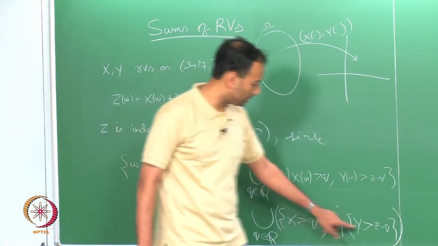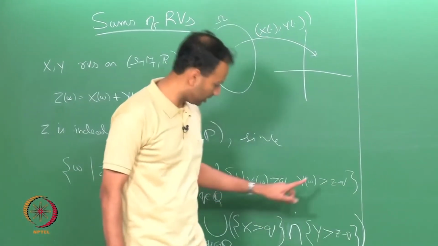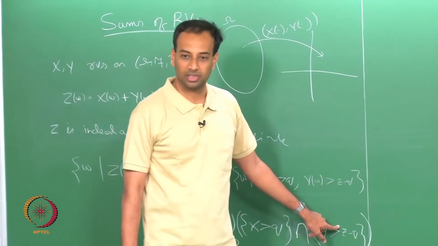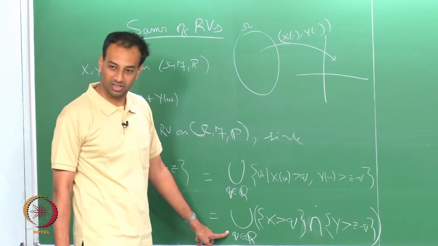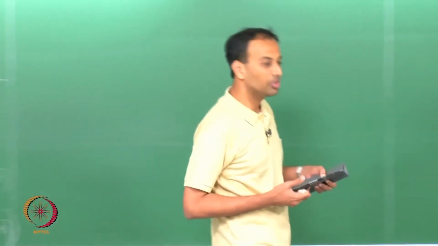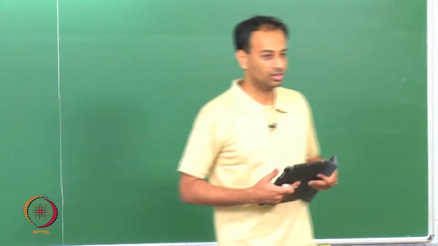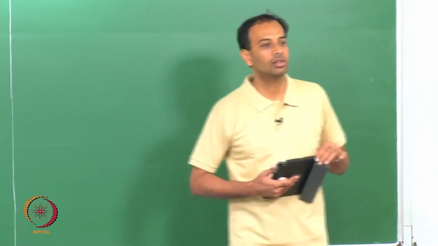X is a random variable that is F measurable. Because Y is a random variable, this intersection is F measurable, and a countable union of F measurable sets must be F measurable. Okay. So the sum of two random variables is a random variable under no further conditions; it is always a random variable.